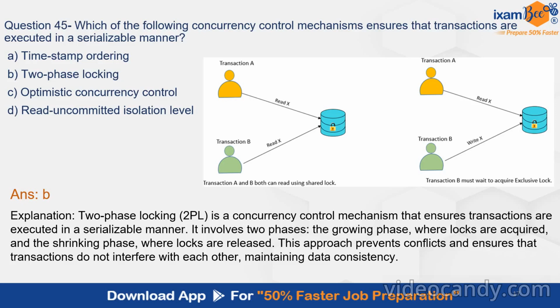And it basically operates in two phases. So the first phase is the growing phase. In the growing phase, locks are acquired by the transaction as required, allowing secure access to data. Another phase is the shrinking phase. In this phase, the transaction releases the locks, preventing other transactions from accessing the same data.